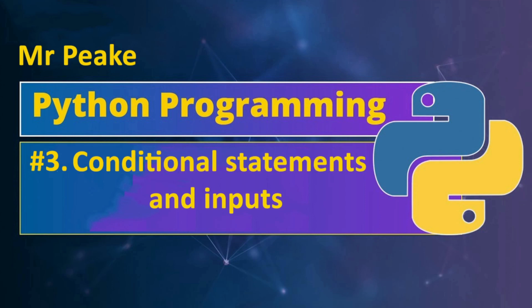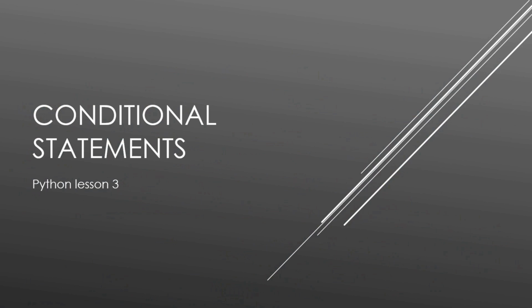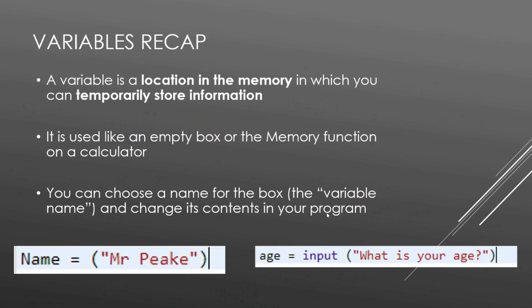So last lesson we looked at variables and how we use them with inputs inside of Python, and this lesson we're looking at conditional statements and using those with inputs to start forming a back and forth between yourself and the computer. So to get started, I'm going to quickly recap what we did with variables, just so I'm sure that you've got the knowledge moving forward in this lesson to be able to engage with the tasks.